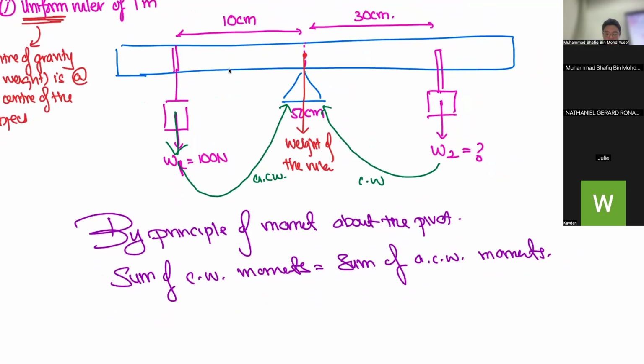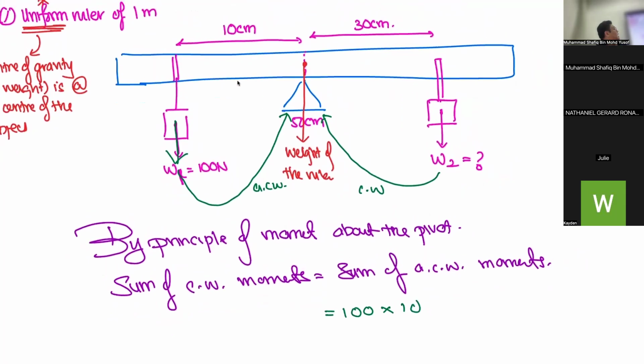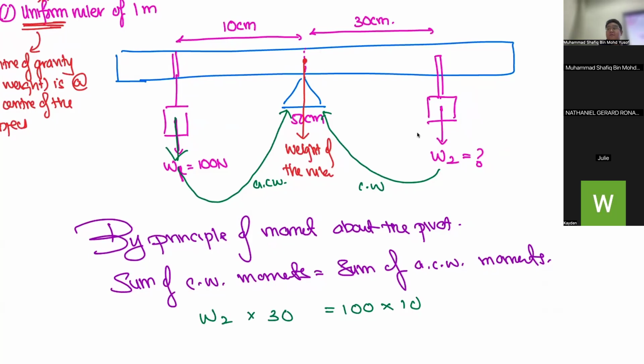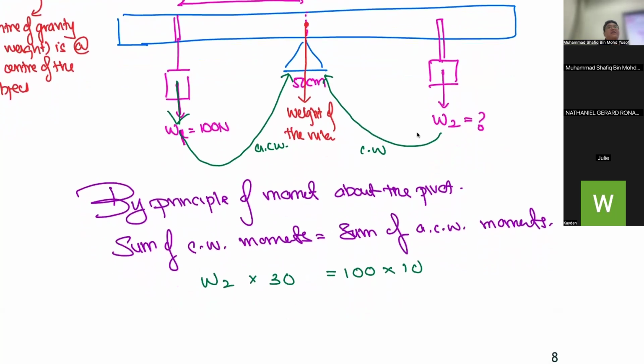Times 10, correct? So it will be 100 times 10. Then what about the clockwise moment? Then what will be the math? W2 times 30, correct, in this case. Everyone agree with the math? Make sense? All right. Then after that, you just solve it as in algebra. So the W2 here will be 1000 divided by 30, which is 33.3 newtons in this case.